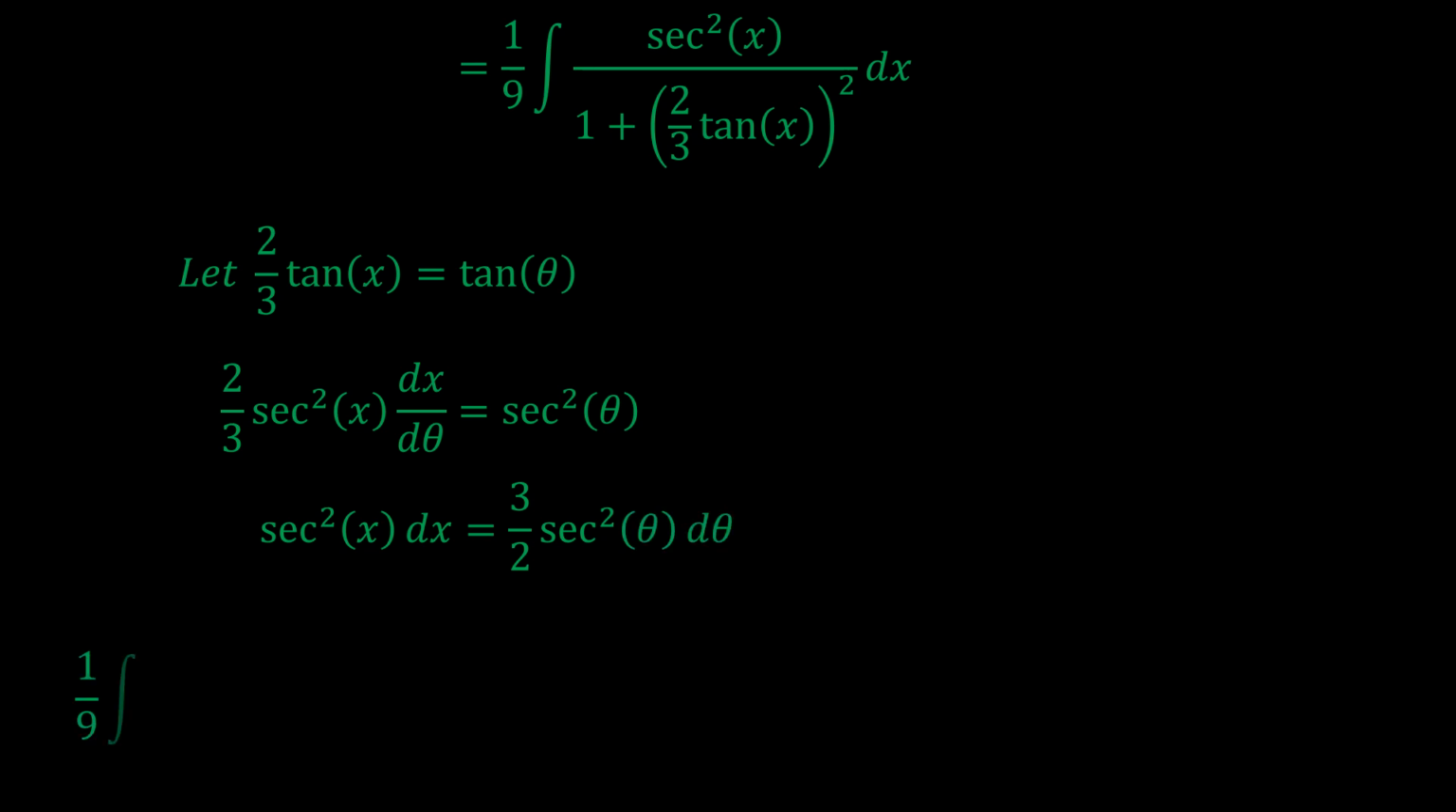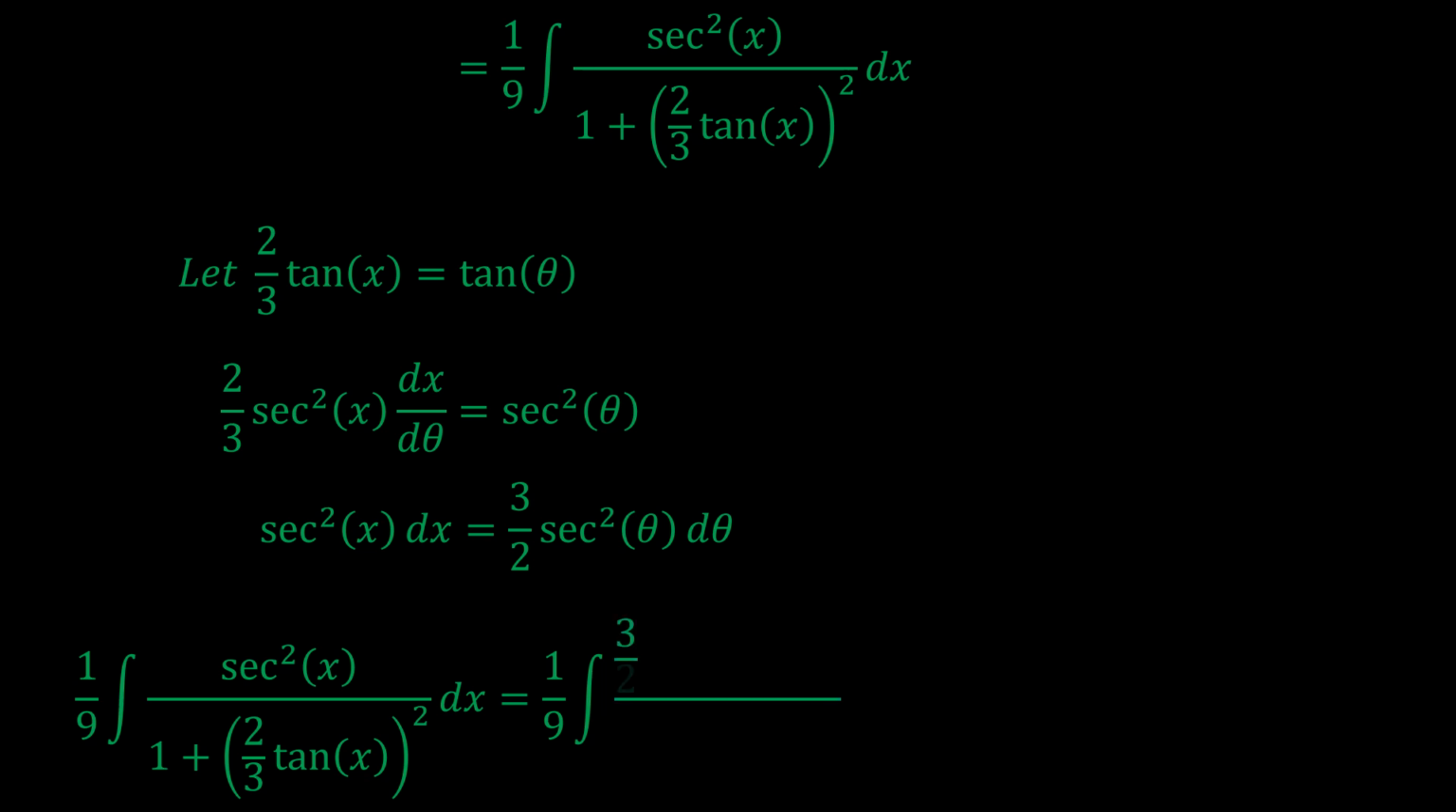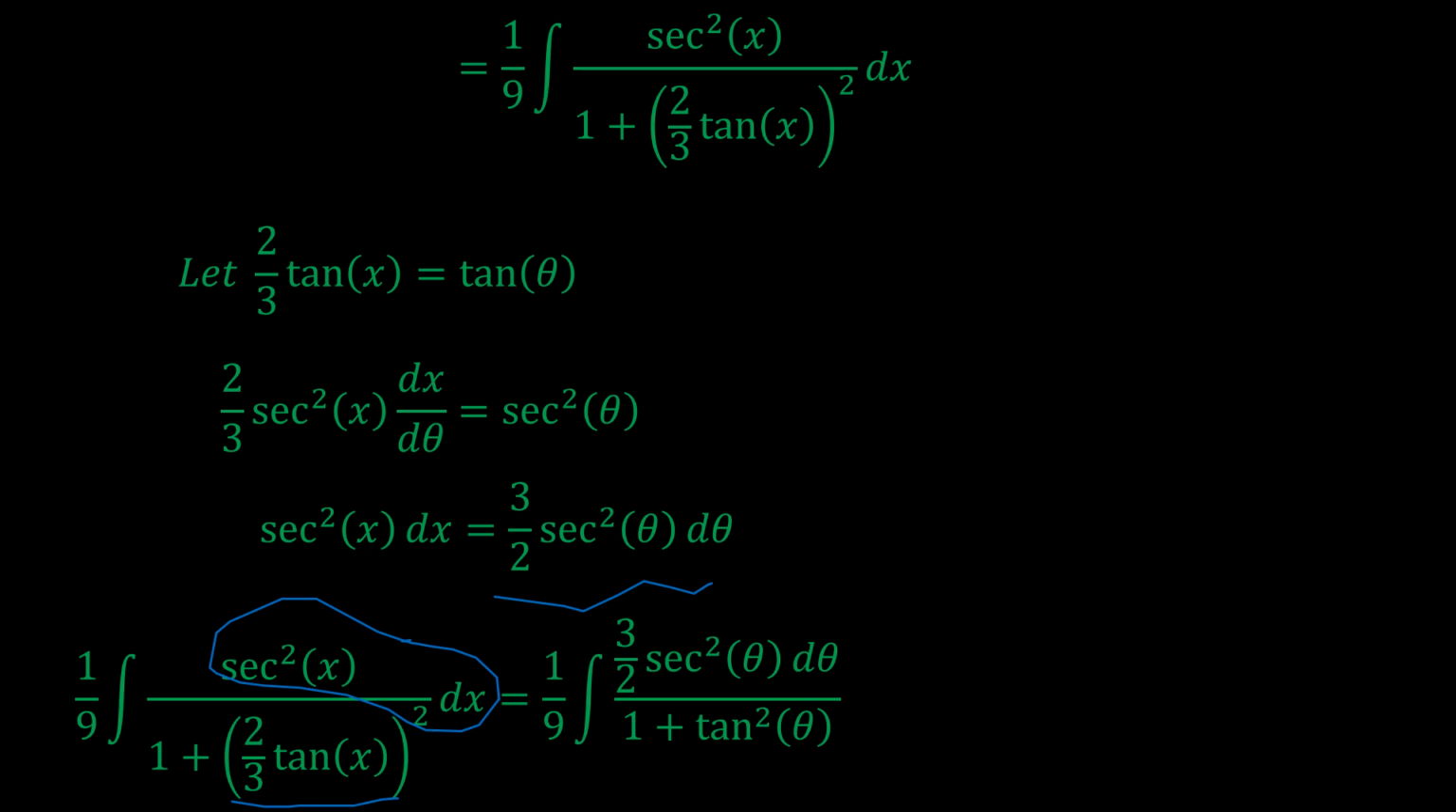And so now the integral of 1 over 9 of sec squared x over 1 plus 2 over 3 in bracket tan x all squared is the same as 1 over 9. In place of this part here, I'm going to put 3 over 2 sec squared theta d theta. In place of this part of the denominator, I'm going to put tan squared theta. So when I add these two components together, I get sec squared theta.